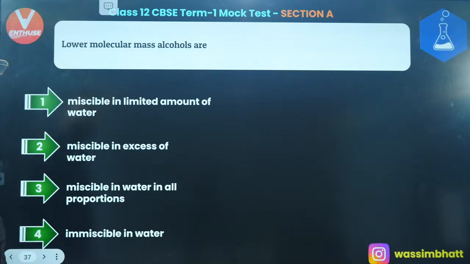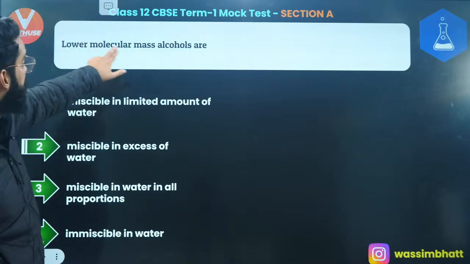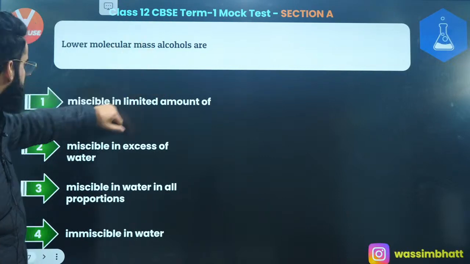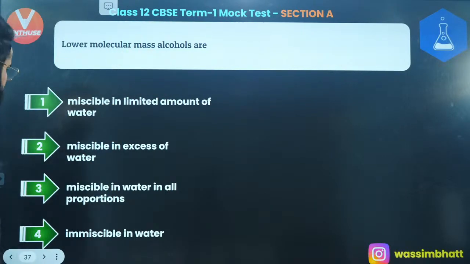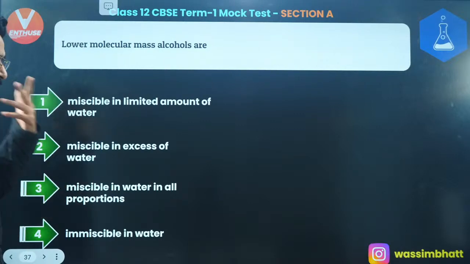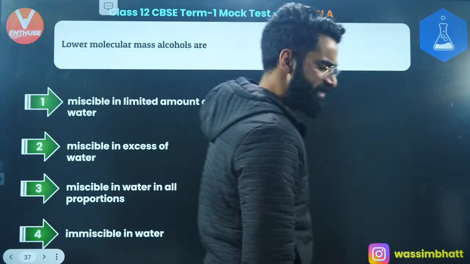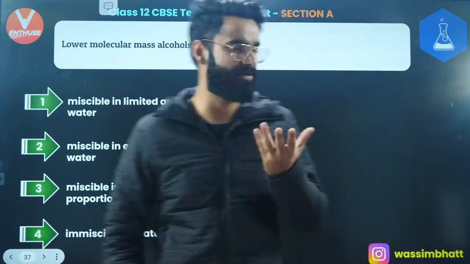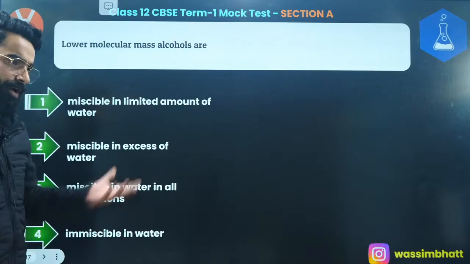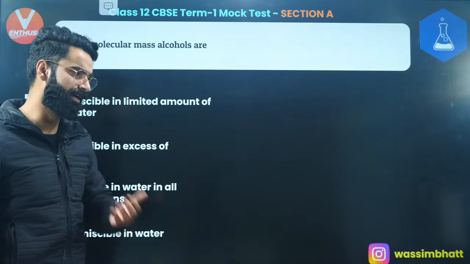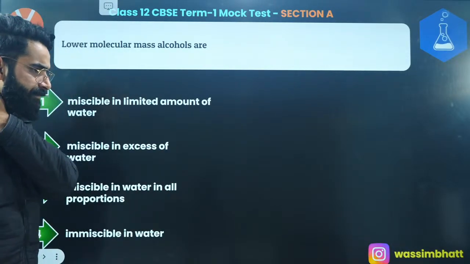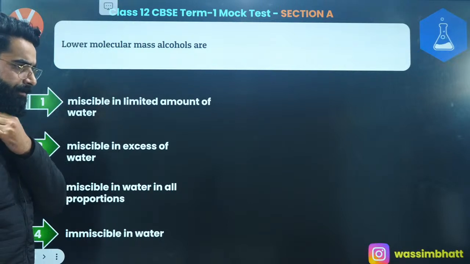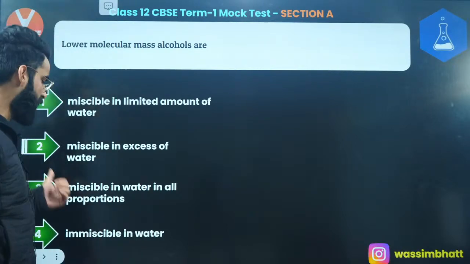Lower molecular mass alcohols are miscible in limited amount of water. He's talking about the lower molecular mass alcohols, not the higher ones. They are miscible in limited amount of water, miscible in excess of water, miscible in water in all proportions, immiscible in water. What do you think about this? Again, a simpler one, and I'm sure you are going to solve it in a proper way. It's a very simple basic NCERT based question, right? Well, all of you have given the correct answer. Absolutely, Rishabh. Absolutely, Selva. Absolutely, Hariharan. It's going to be option 3, right?